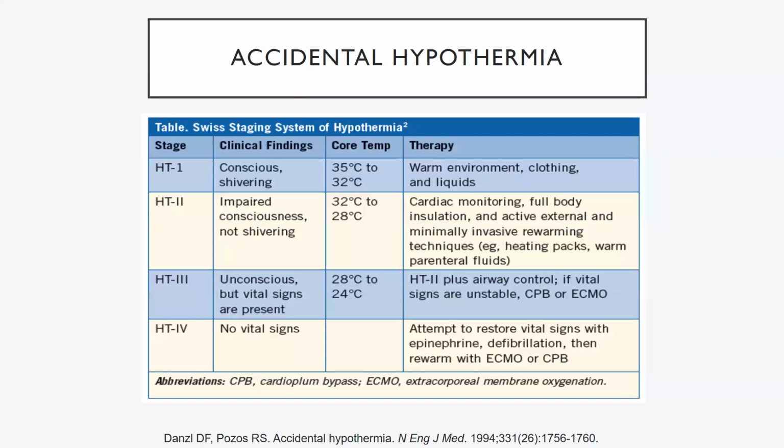And we'll talk about therapy a little bit later, but let's just focus on the clinical findings and the core temperature. Stage 2 hypothermia is where you now start developing altered mental status. You have impaired consciousness. They stop shivering at this point. The core body temperature is usually 28 to 32. And then stage 3 is where they're unconscious, but vital. They still have a heartbeat, you can still measure their respiratory rate, even though it's pretty low, but they still have vital signs present. This is usually when the core body temperature is between 24 to 28.